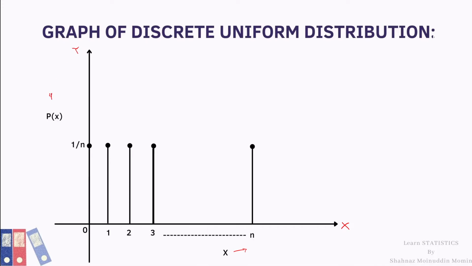Then it is observed that since each value of X has a probability 1 upon n, we get all the points on the same value 1 by n. Means for X equal to 0, 1 upon n, X equal to 1, 1 by n, like this. This is the graphical presentation of discrete uniform distribution.